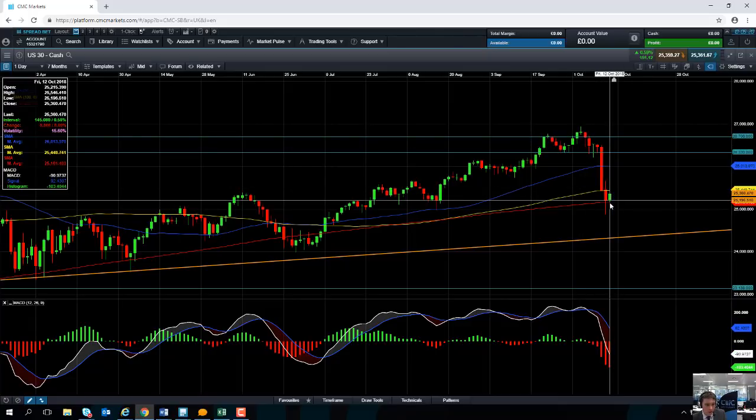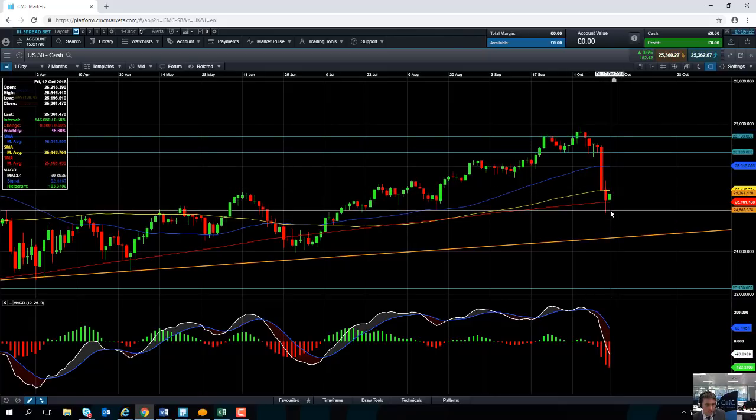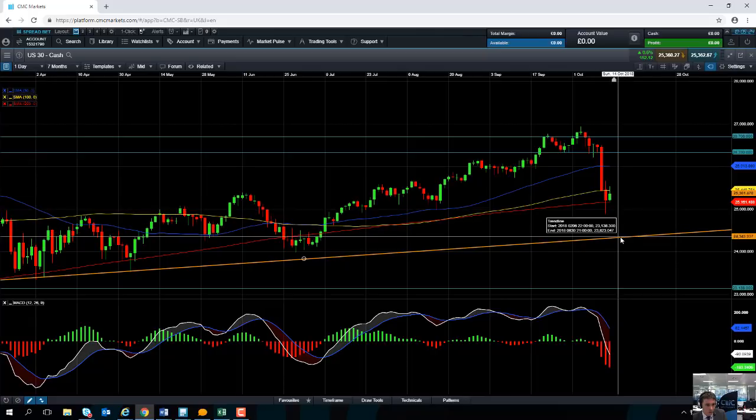Moves to the downside, if we break below 25,000, we could be heading back down toward this trend line, which comes into play in around the 24,340-350 mark.